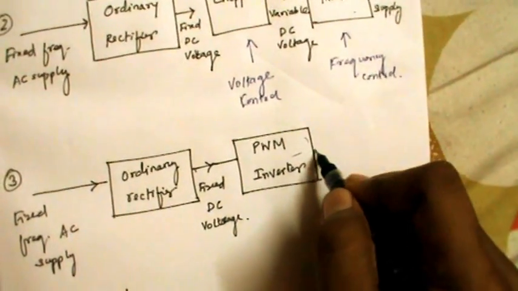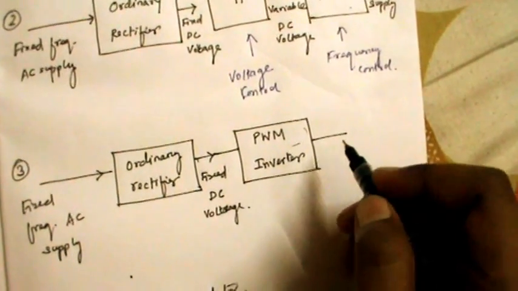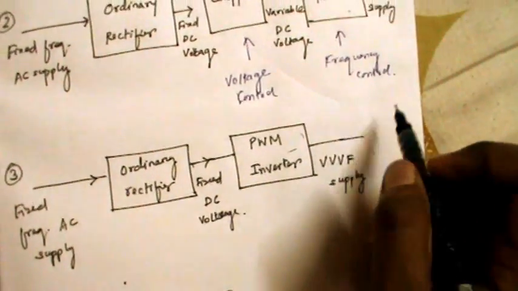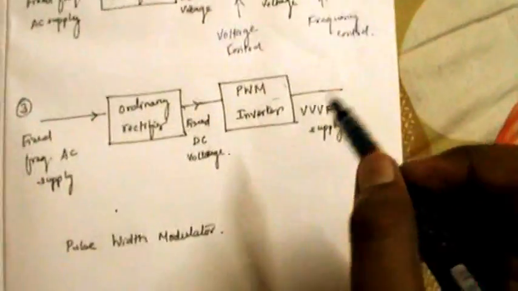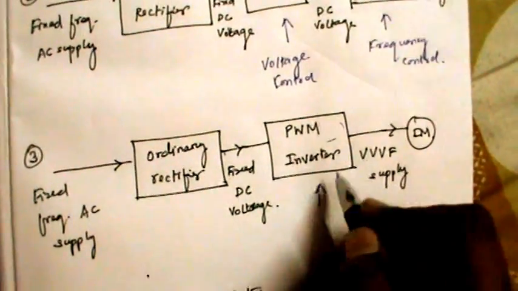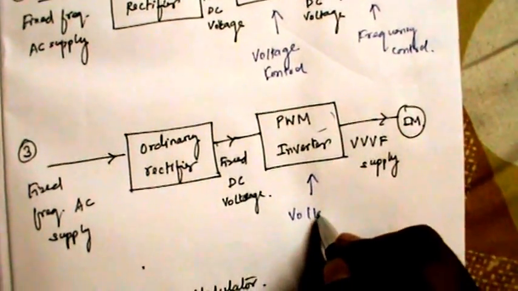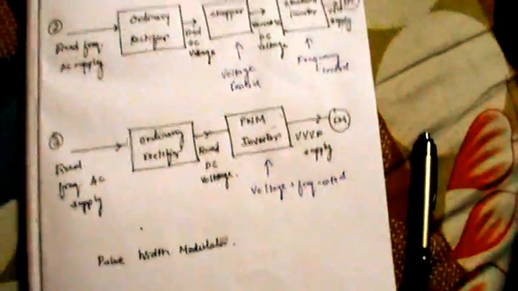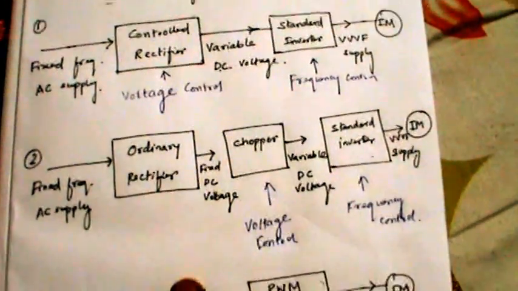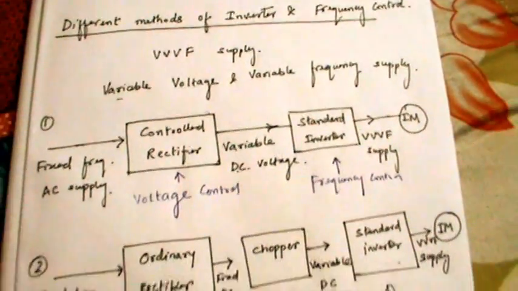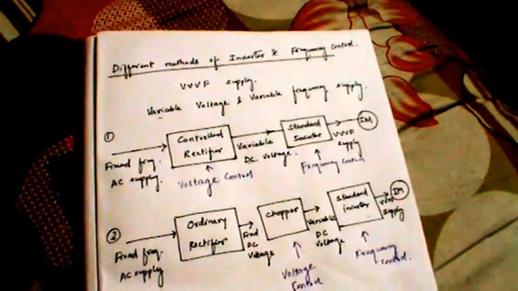So this PWM inverter actually converts this fixed DC voltage into a variable voltage and variable frequency supply. It is a kind of magic device that does the work of a chopper and an inverter. Then this VVVF supply is fed to an induction motor. So here we have only one component which does the voltage and frequency control. So we saw here there are three ways in which we can obtain a VVVF supply. So here go our different methods of inverter and frequency control.